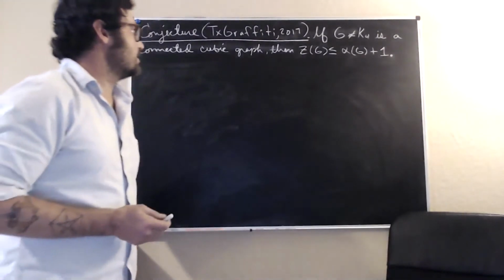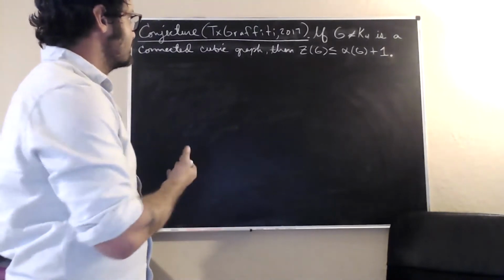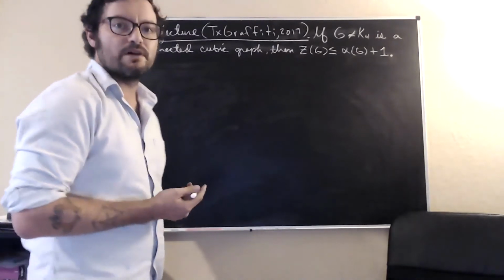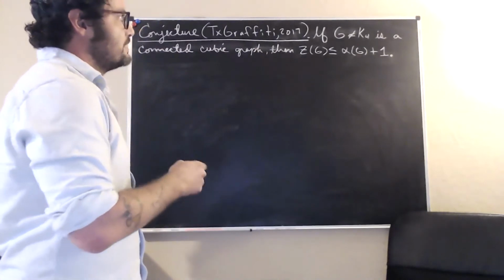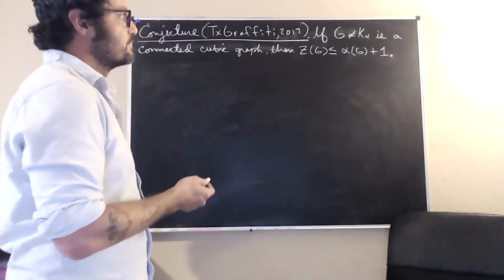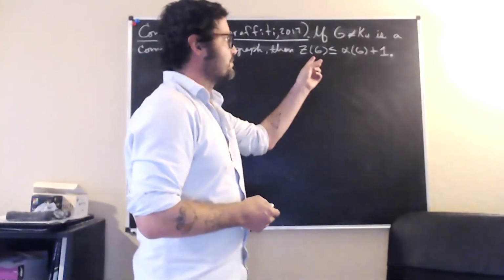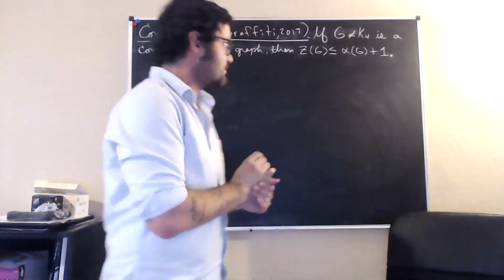Okay, so with this video, we're going to discuss a way of tackling a conjecture of TxGraffiti that first appeared in 2017. This conjecture states that if G is not a complete graph on 4 vertices and it's cubic, then the zero forcing number of the graph is at most the independence number of the graph plus 1.